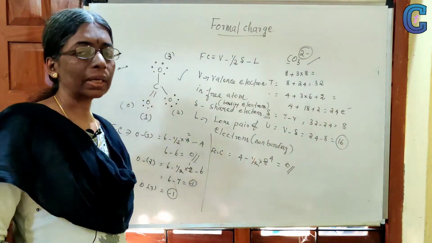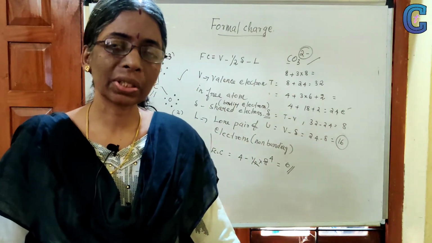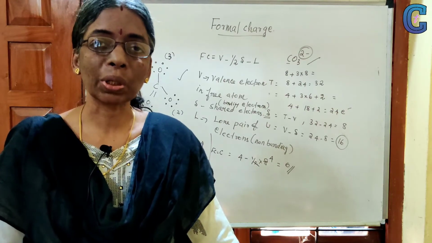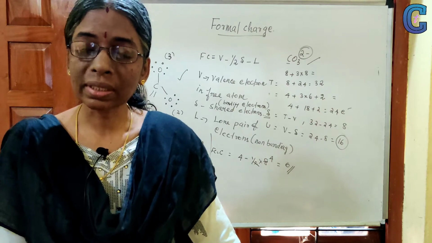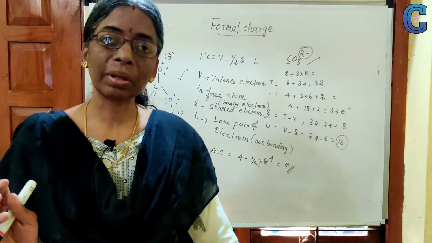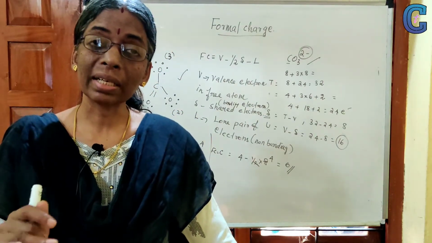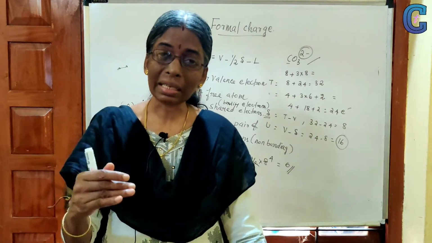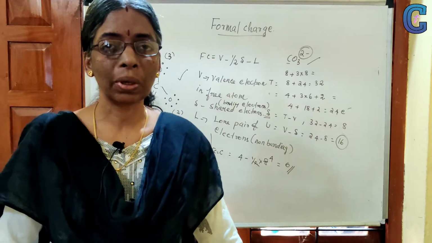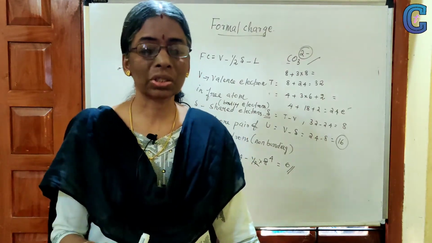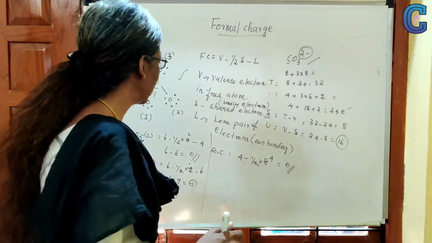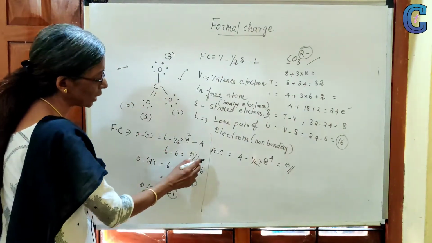Actually, when we study formal charge, there is an application. What is the application of formal charge? We can understand the stability of the molecule or structure. For one polyatomic ion, we can draw various possible Lewis structures, but we select the Lewis structure which has the least formal charge, nearest to 0. That will be the most stable structure. So the formal charge for carbon is equal to 0.